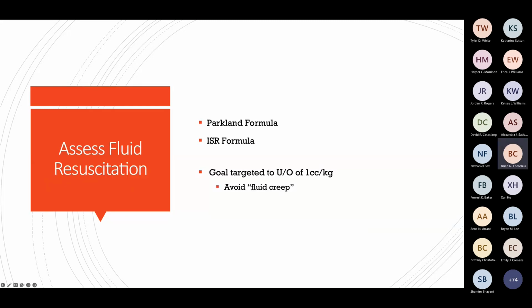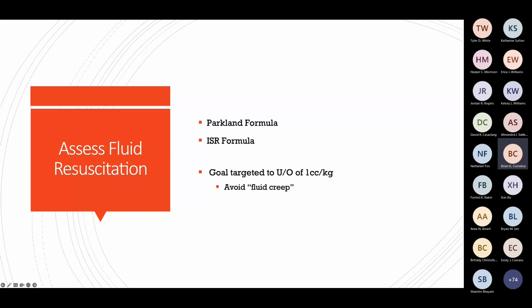Other things, so you need to figure out where they stand from a fluid resuscitation standpoint. So if you're a week out, you're not really in an acute resuscitation phase. On the other hand, if this is somebody that's coming to the operating room for their first debridement, or maybe they're going to the operating room for other injuries, you want to see where they stand from a fluid resuscitation standpoint. So you need to calculate where they should be and then figure out where they actually are.